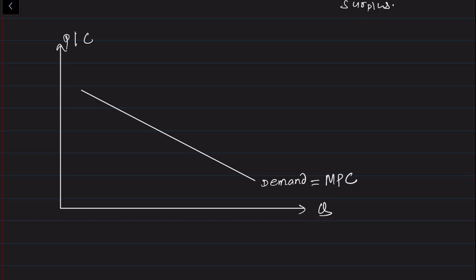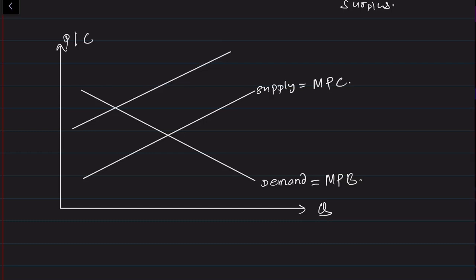Now let's look at the graph. So this is quantity, this is price or cost. This is the demand curve. We also call it marginal private benefit. And then we have the supply curve. We call this marginal private cost. Now suppose there is only marginal external cost and there is no marginal external benefit. So the supply curve will shift upward parallelly by the marginal external cost. So let's shift the supply curve parallelly upward.